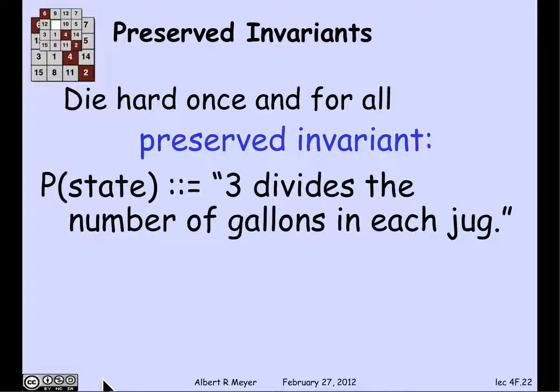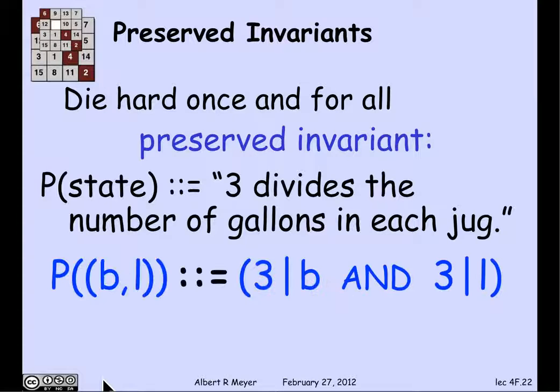Any state that you can get to, starting off from 0, 0, 3 will divide the number of gallons in each jug. We could state it this way. There's a property of states, a property of B and L, which is the state, which is that 3 divides B. That vertical line is a shorthand for the symbol divides. So 3 divides B, or B is a multiple of 3. 3 divides L, synonym, L is a multiple of 3. And the claim is that that's always going to be true.